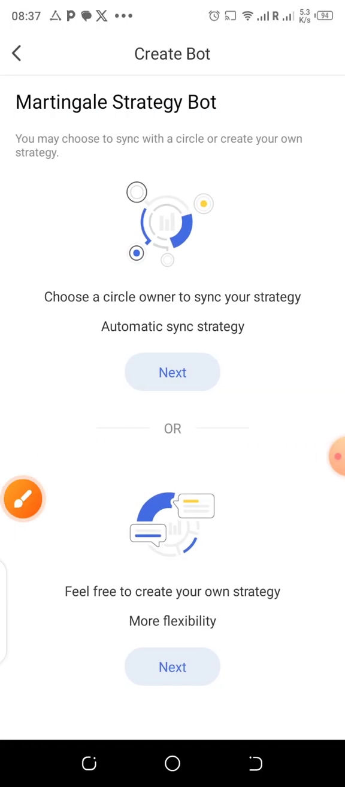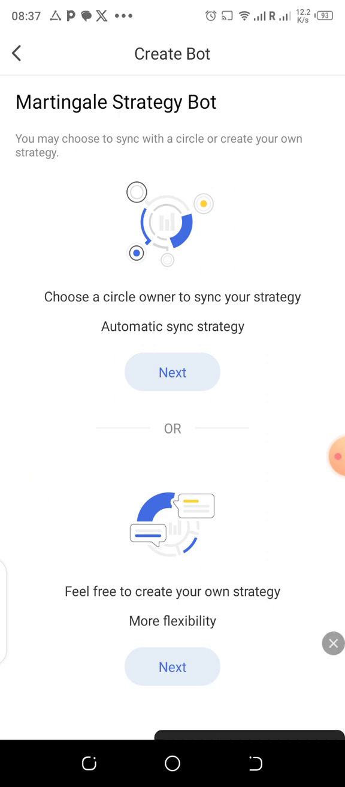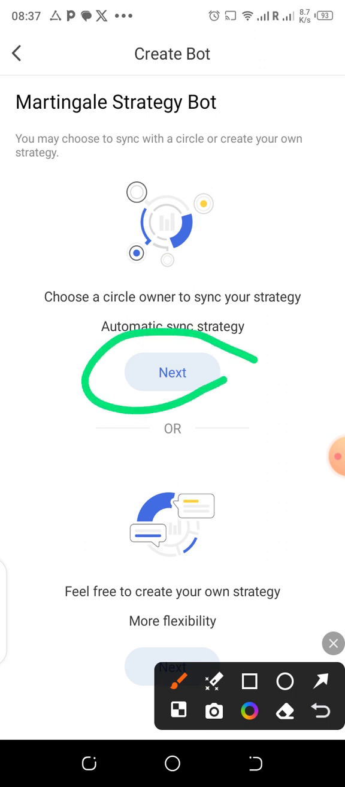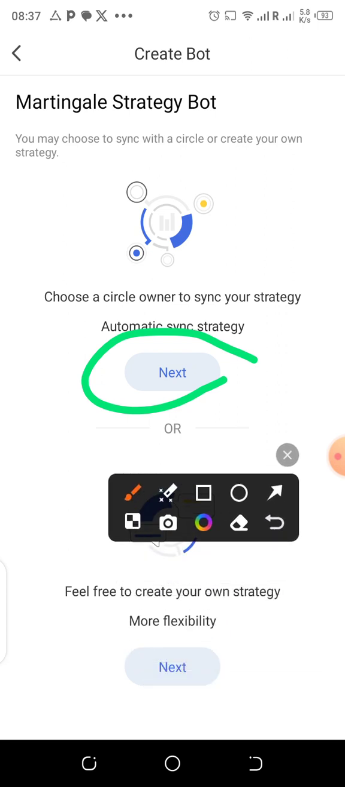After creating, what you're seeing on your screen, the first next is for copy traders. You want to trade using the copy traders strategy. But if you use the copy traders strategy, they are going to deduct 5% on each profit that you make.